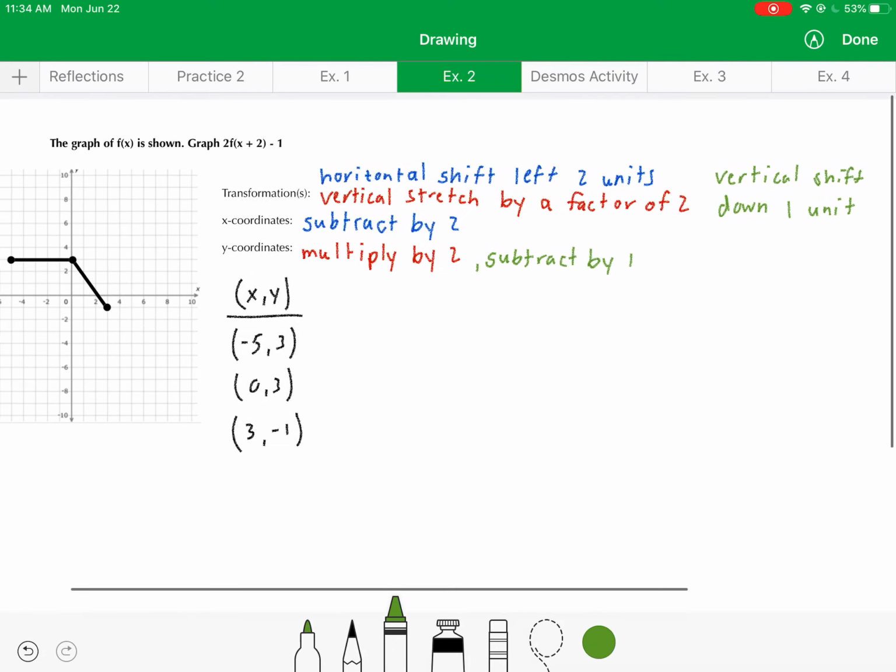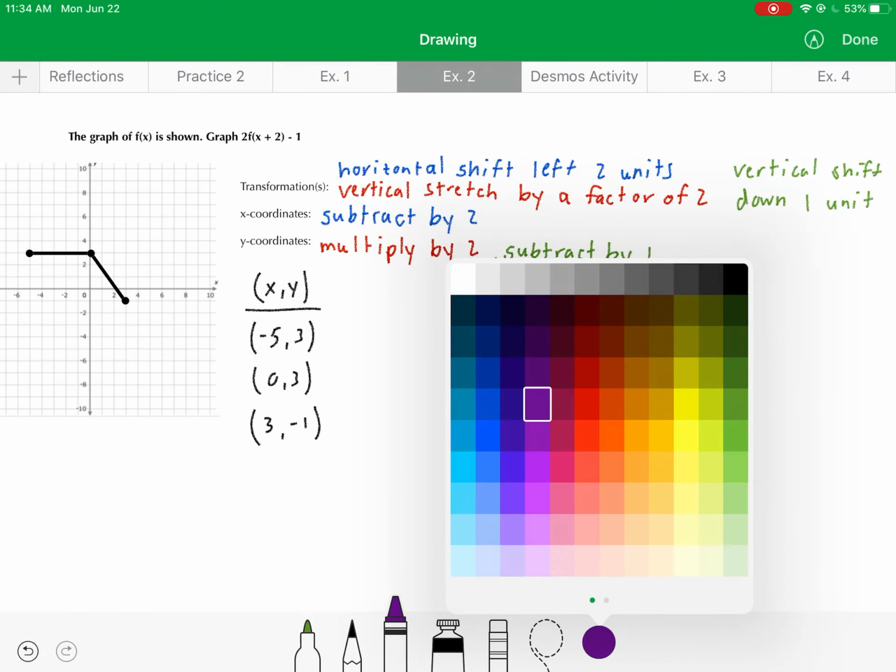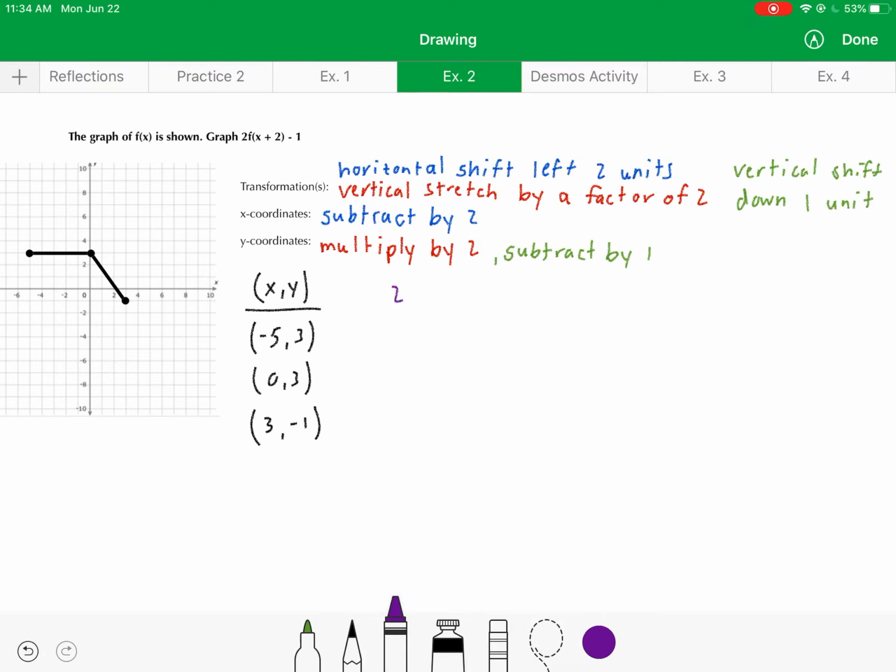Okay. All right, so let's take all of these into account at the same time. So I'll make a column for the points of 2 times f of x plus 2, subtracted by 1. Okay, so in each point here, we're subtracting the x coordinate by 2. Okay, so that's going to give us -7, -2, and 1. And then the y coordinates, notice we have 2 effects on those. Make sure you follow order of operations here. So we're going to do the multiplication first, followed by the subtraction.